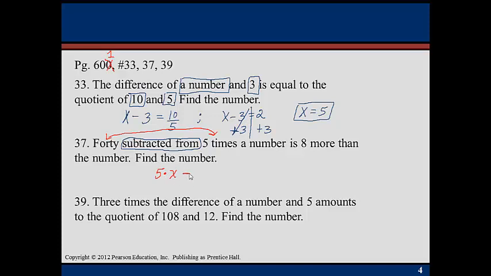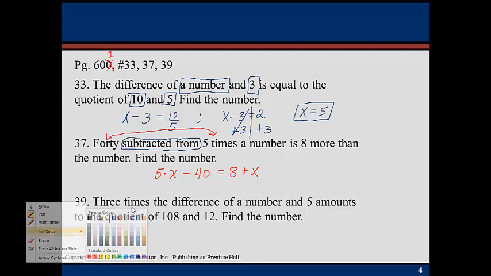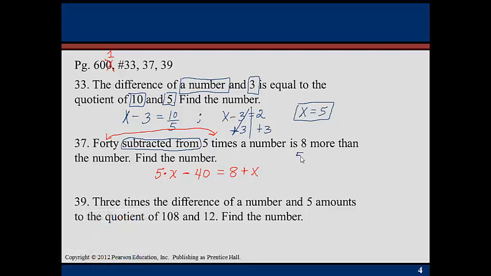And then we'll have the minus, we'll minus 40. And then it says is, that means equal. 8 more than, so that's 8 plus the number, which is x. And it tells us to find the number. So we're going to write this as 5x minus 40 equals 8 plus x.